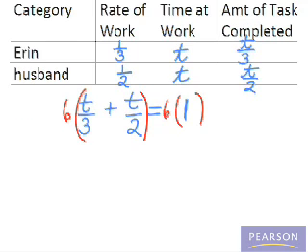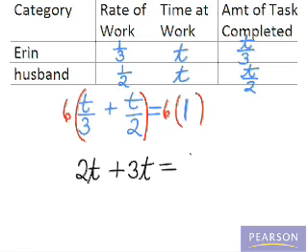Distributing the 6 through the parentheses, we have 3 divides into 6, and we get 2t, plus 6 times t over 2, 2 divides into 6, and we get 3t, equals 6 times 1 is 6. Now combining like terms, we get 5t equals 6.